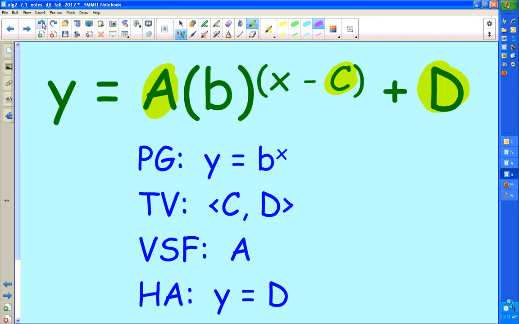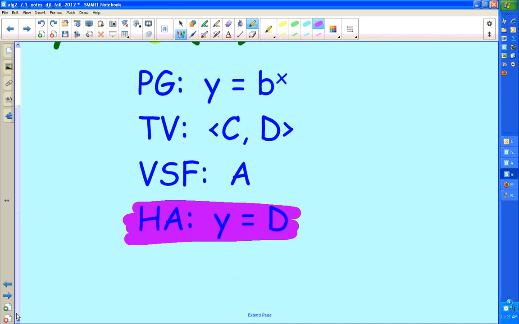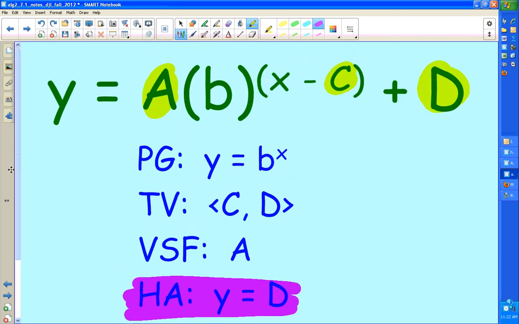Translation vector is still c, d. Vertical stretch factor is still a. And the add for us, what's important here, your horizontal asymptote is going to be y is equal to whatever the d value is of your translation vector. That's where your asymptote goes. And we'll take a look at how that works for us. But this y equals d is all based on your translation vector. So we have a, b, c, and d, except we have no capital B still.